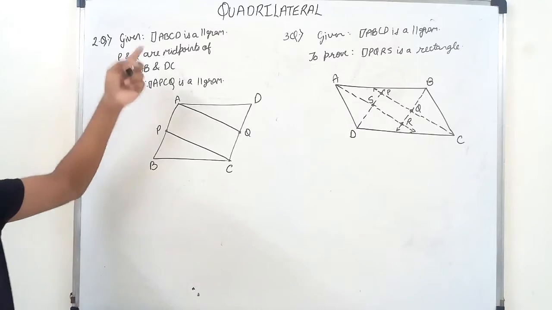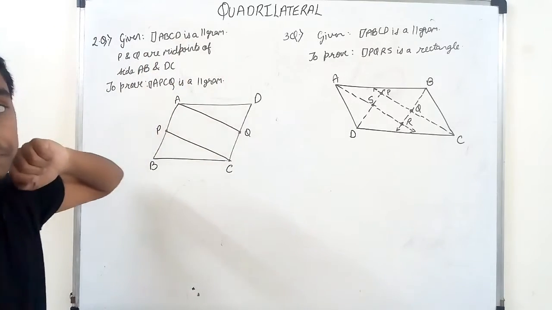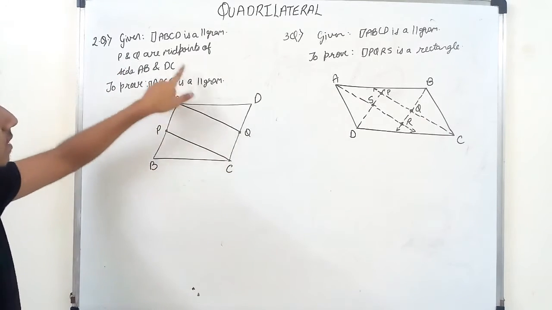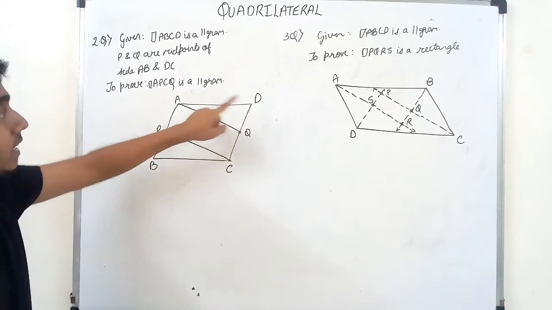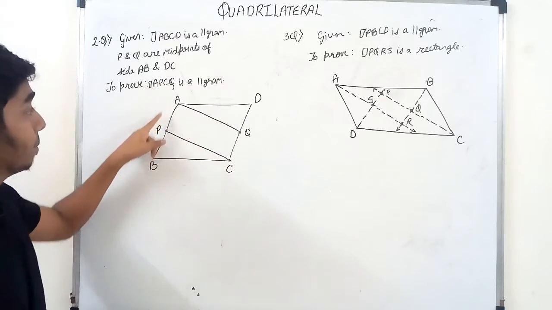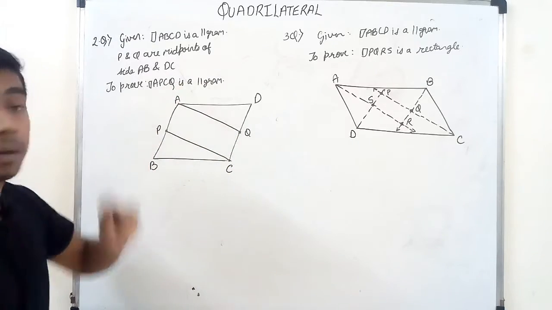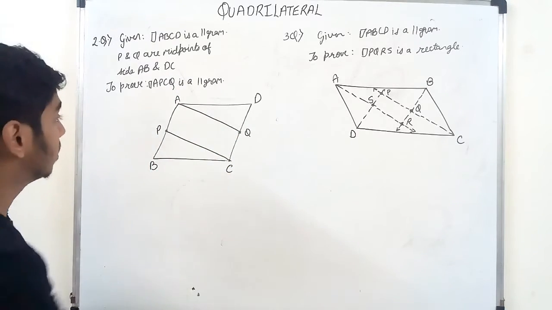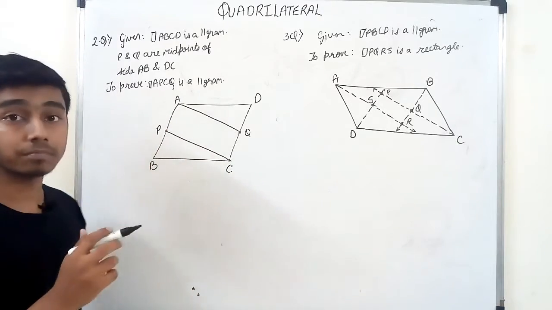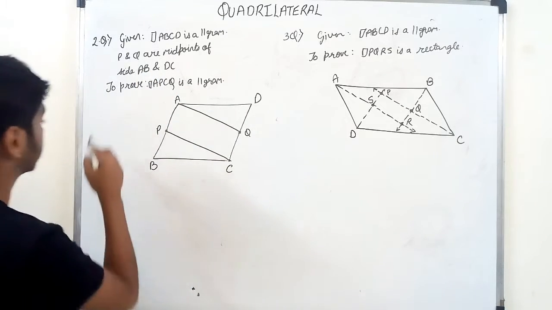So here this says, the second question, that ABCD is a parallelogram, okay, which is already given. P and Q are the midpoints of AB and CD, that is given to us, and we have to prove that APCQ is a parallelogram. Okay, so how do we prove this? We can prove it by, okay, let's see what is given to us.